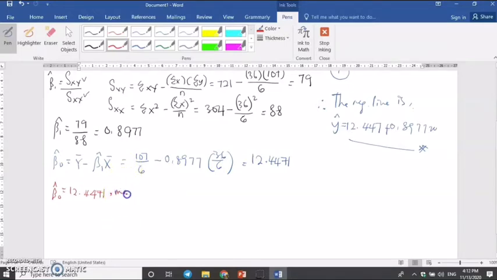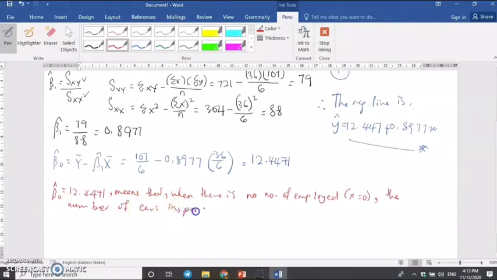So it means that when there is no number of employed, which is x equal to 0, the number of cars inspected will be 12.4471.